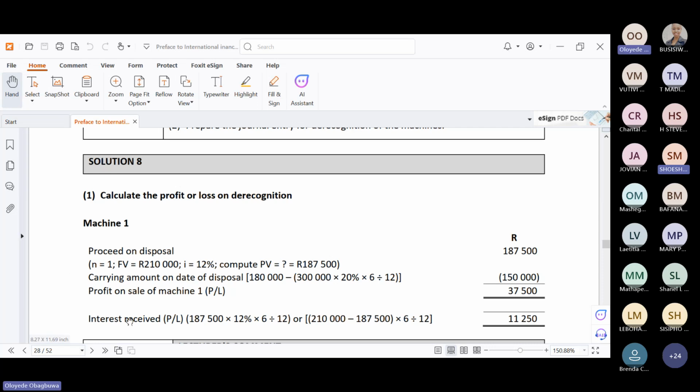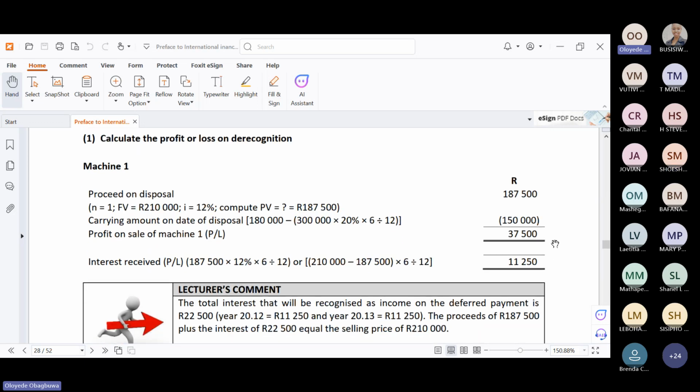So the carry amount at date of disposal is the 180,000, which is the carry amount as at 1st of January. You now calculate the depreciation for 6 months and remove it from there. You now see that the carry amount at the date of disposal is 150. When you compare 150 with 187, that is the present value of the amount you are expecting. The profit on the sales of that machine will be 37,500.